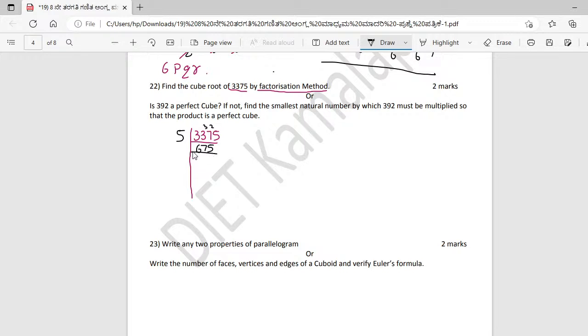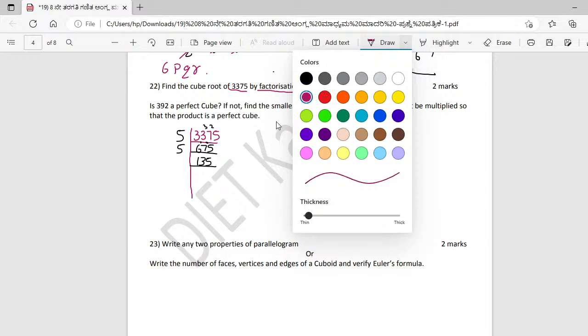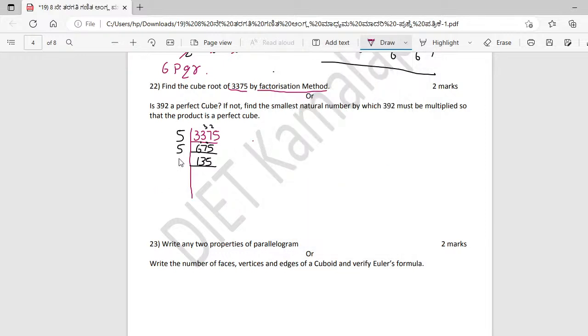Next, even 675 is divisible by 5. So 5 1s are 5, 1 is remaining, that becomes 17. So 5 3s are 15, 2 is remaining, that becomes 25, 5 5s are 25. Even this 135 is divisible by 5. So 5 6s are 30, sorry, we cannot go with 5 6s. Sorry, it should be 2.